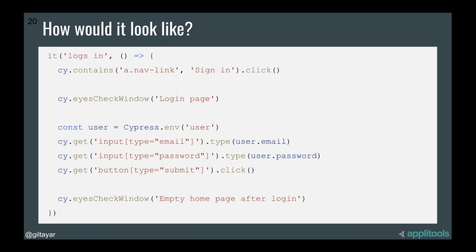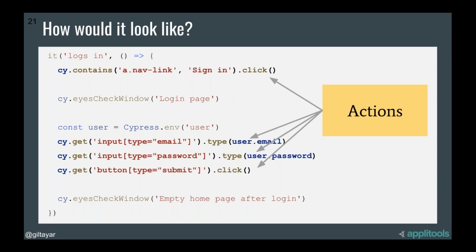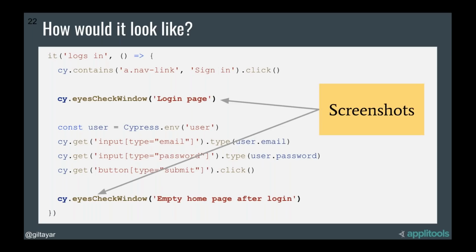It's the regular it, and you can see Gleb's code here, site.get, site.contains, click, type, etc. Those are the regular Cypress actions, and those are what you want to do when you log in. You click on the sign-in link, and then you type in the user email, user password, and then you click on the submit to log in. But what if you want to visually test the login page and visually test what happens after the login page, the empty homepage after the first login? And the answer is you take screenshots.